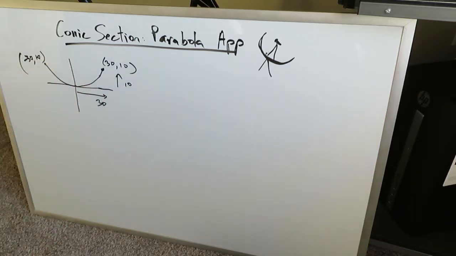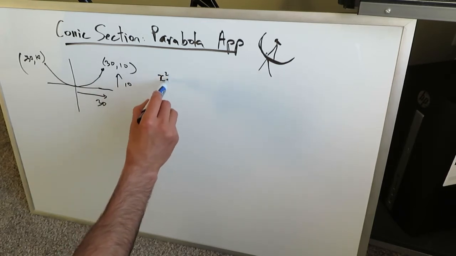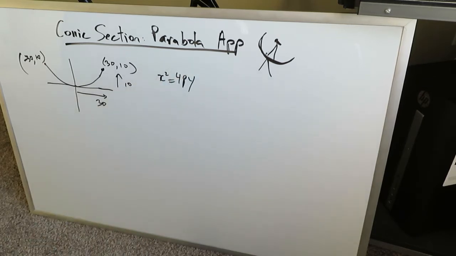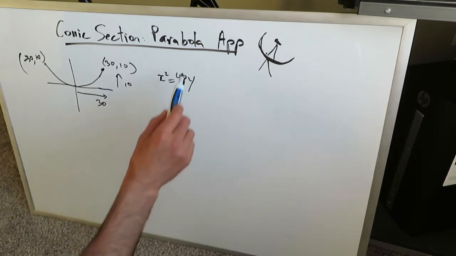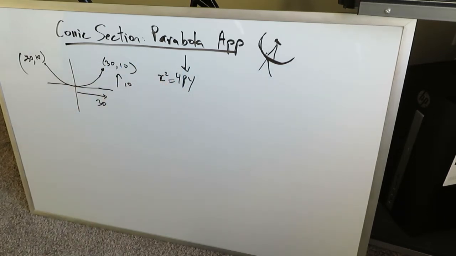Just by looking at this, we see it's an upward parabola: x squared is equal to 4py. How does the shape of a parabola change or affect the focal point, which is where this receiver would lie? That's what we want to take a look at. And we want to look at that question in terms of the p-value, because the p-value will determine the focal point, which is where this receiver will lie.